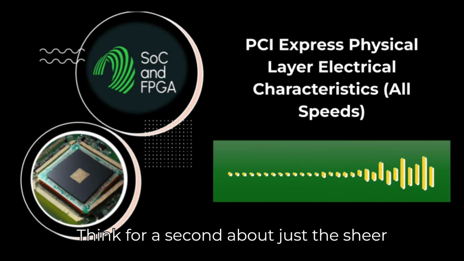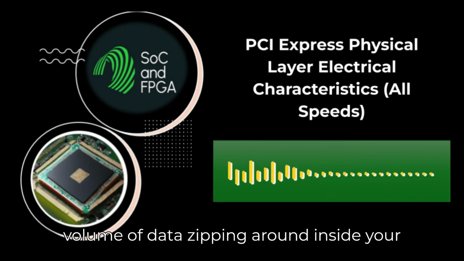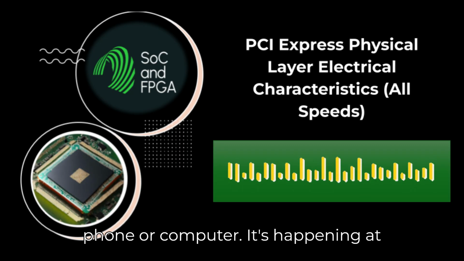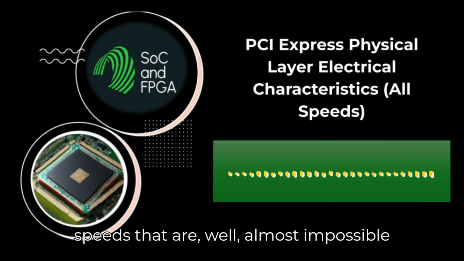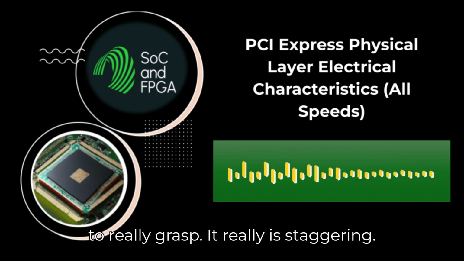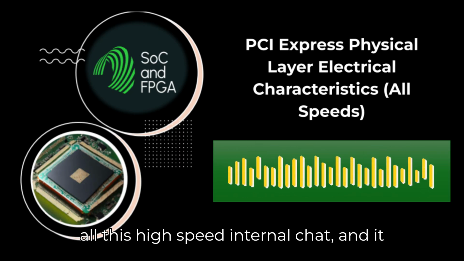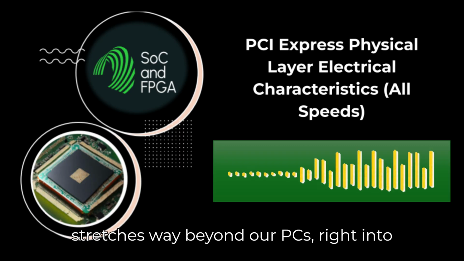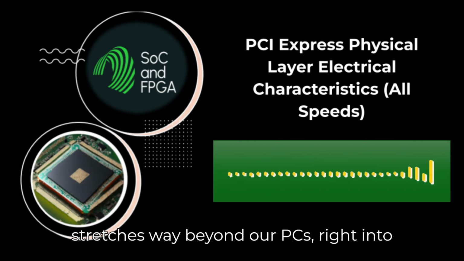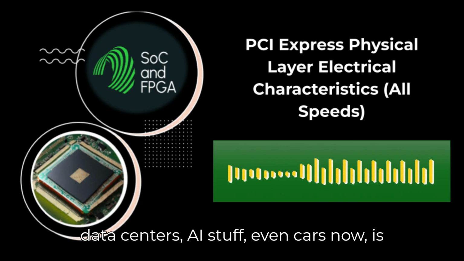Think for a second about just the sheer volume of data zipping around inside your phone or computer. It's happening at speeds that are, well, almost impossible to really grasp. It really is staggering. And the main language enabling all this high-speed internal chat stretches way beyond our PCs, right? Into data centers, AI, even cars now. Everywhere.